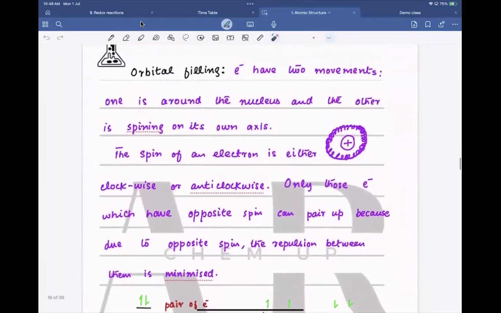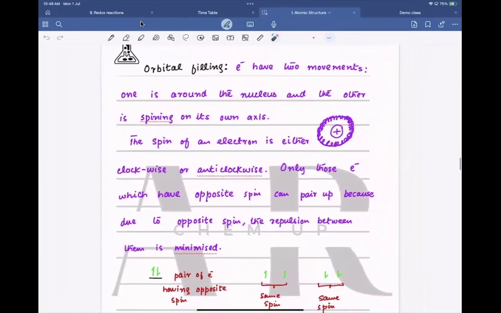So that is the pairing of electrons. We know that electrons have two types of movements. One is around the nucleus and the other is spinning on its own axis. That's why whenever an electron is moving around the nucleus, it is moving like this, it is not moving like this, okay? Yes, sir.